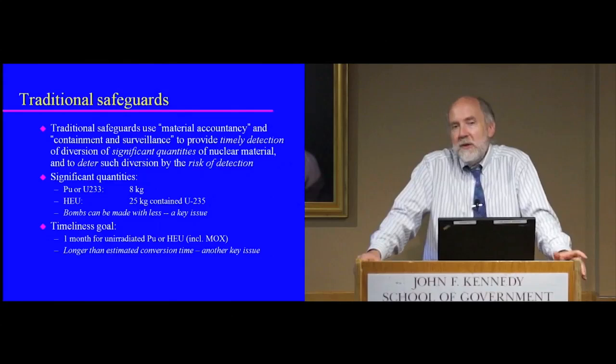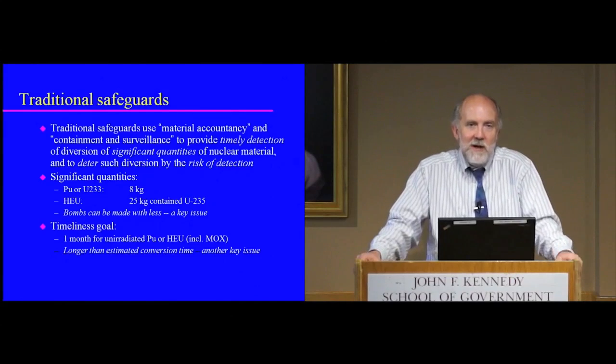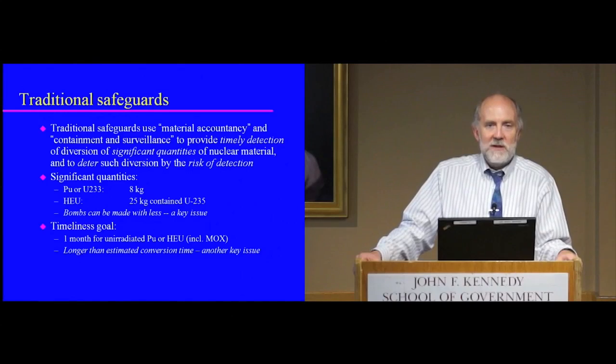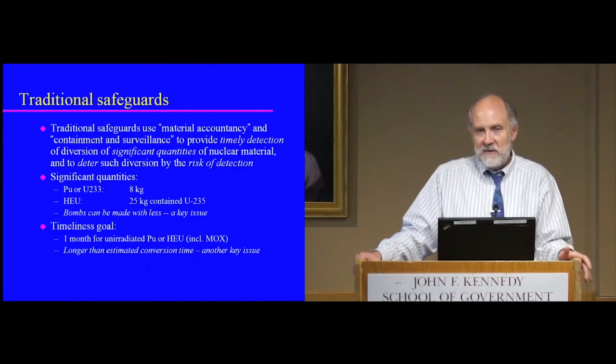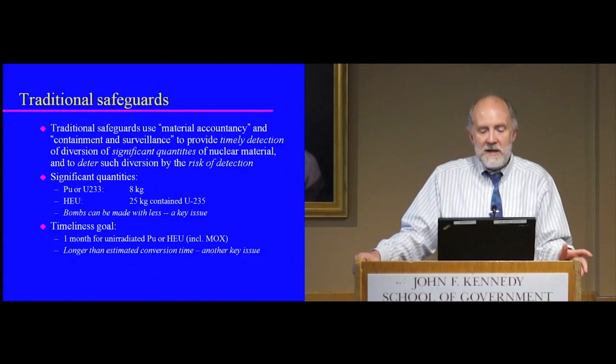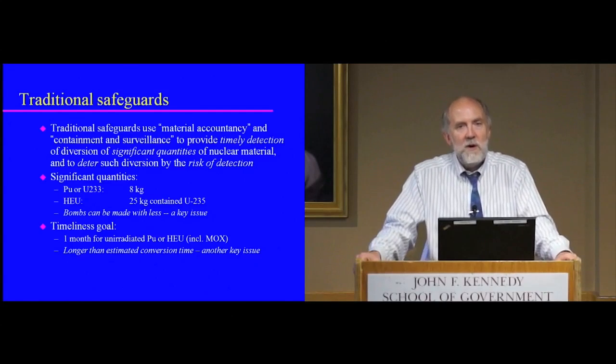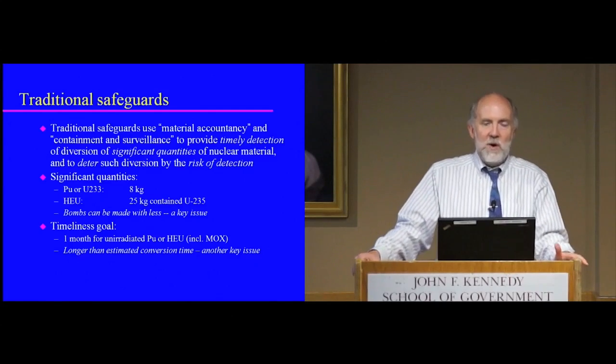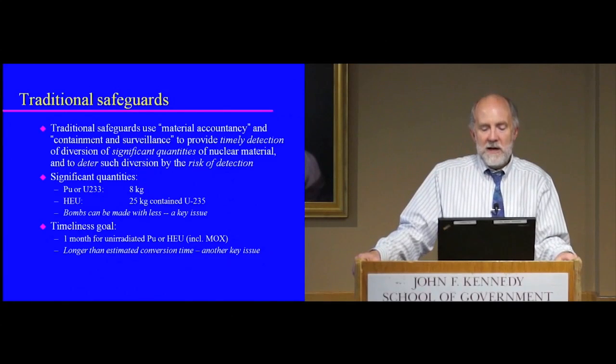Now, one issue is the reality is bombs can be made with smaller amounts of material. The Nagasaki bomb, for example, had about 6 kilograms of plutonium rather than the 8 kilograms. That's a significant quantity, and weapons design has improved since then and become more efficient.